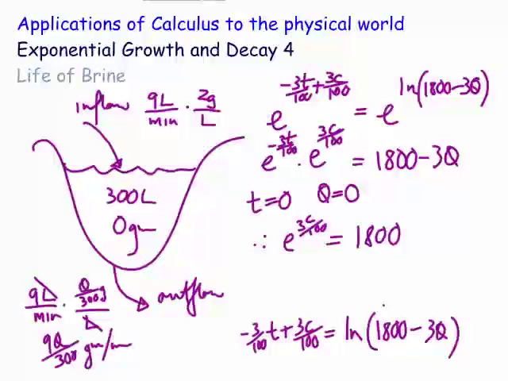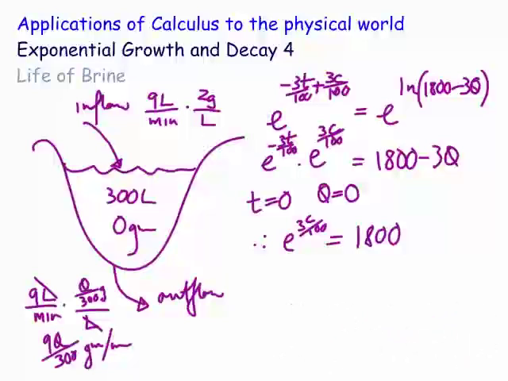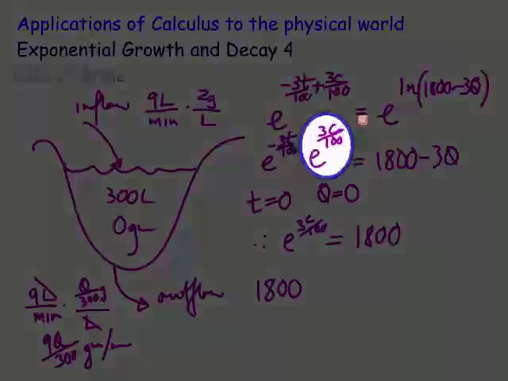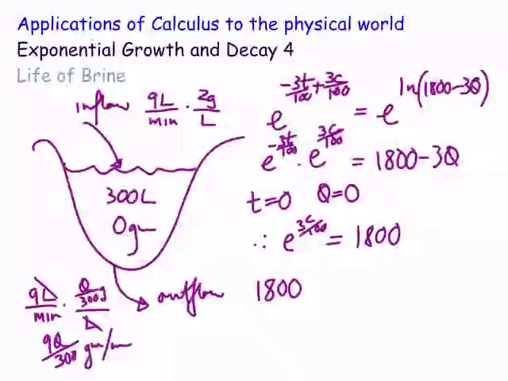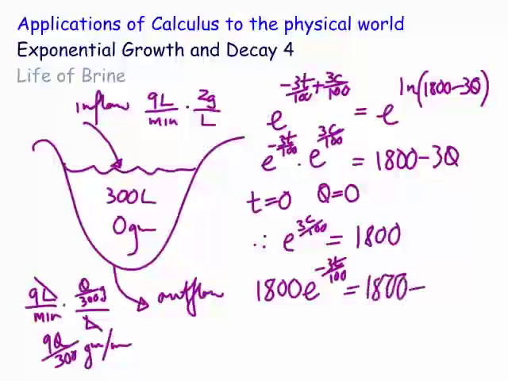So we end up with this constant being 1800, and we now need to rewrite the equation. We replace this one here with 1800. We've still got e to the minus 3t on 100 here, and that's equal to 1800 minus 3Q.